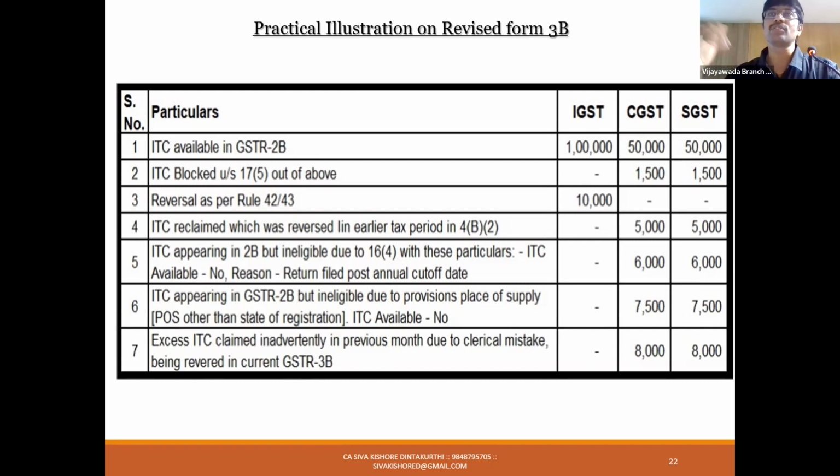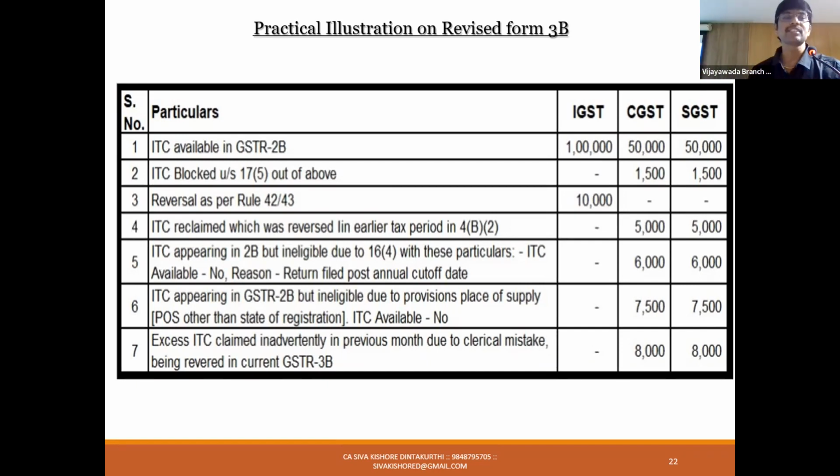Whatever the theory we have understood, let us try to understand the basics of this revised concept through a practical example. See, this is the example. ITC available in 2B, 1,50,000. Is it clear? Just follow, first try to understand the problem given, then how to disclose in revised 3B.